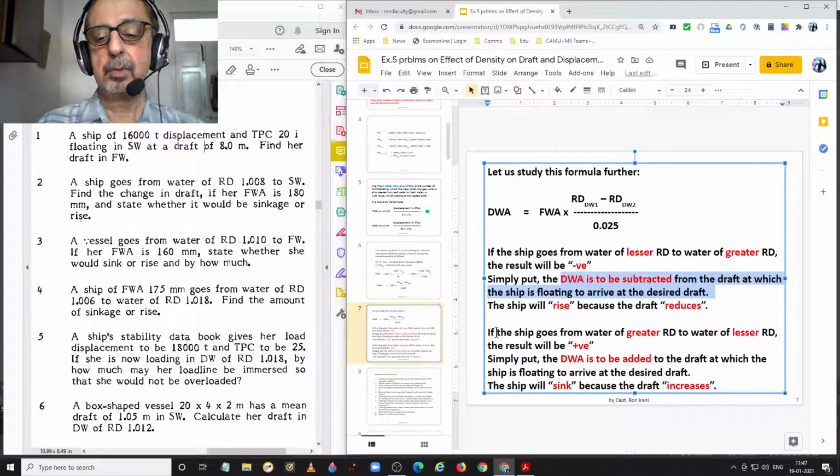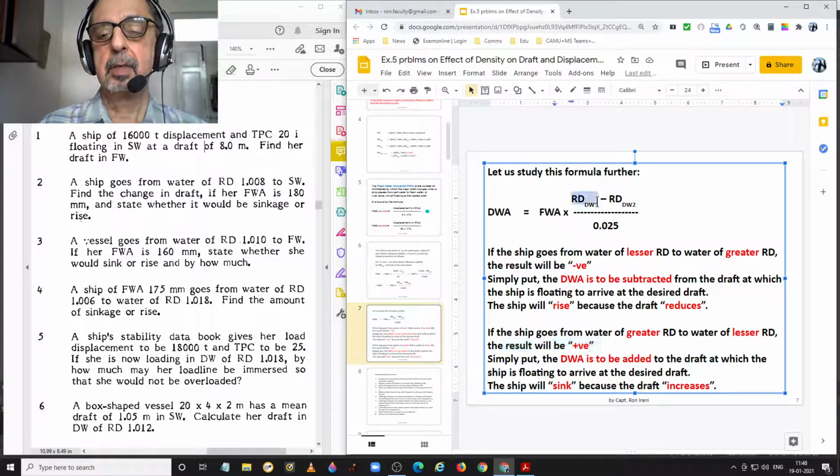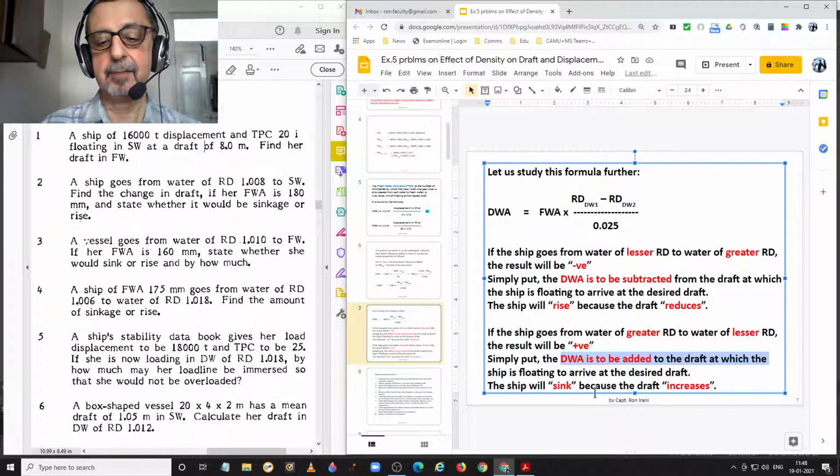If the ship goes from water of greater density to water of lesser density, the result will be positive. Dock water 1 has higher density than dock water 2. Hence, this answer will be positive. In other words, dock water allowance has to be added to the draft at which the ship is floating to arrive at the desired draft. The ship will sink because the draft increases.